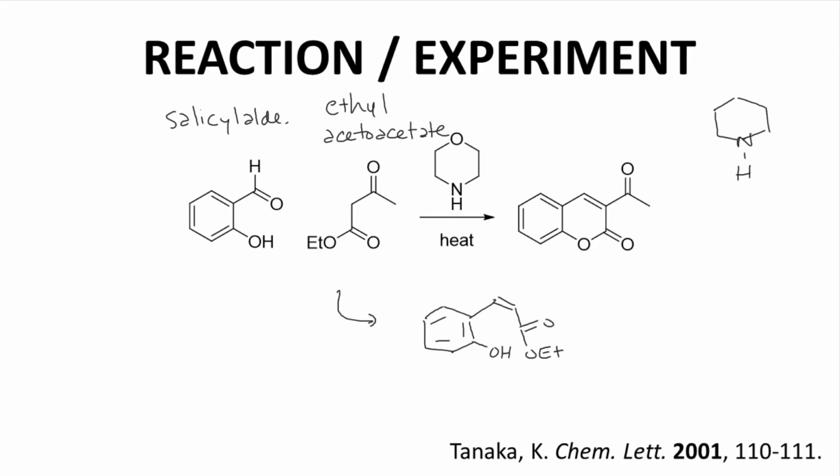There's the ester and the ketone. The ester and alcohol subsequently undergo an intramolecular esterification to form the new ring. Compounds with this core bicyclic structure are called coumarins. Coumarins are an extensively studied family of compounds.